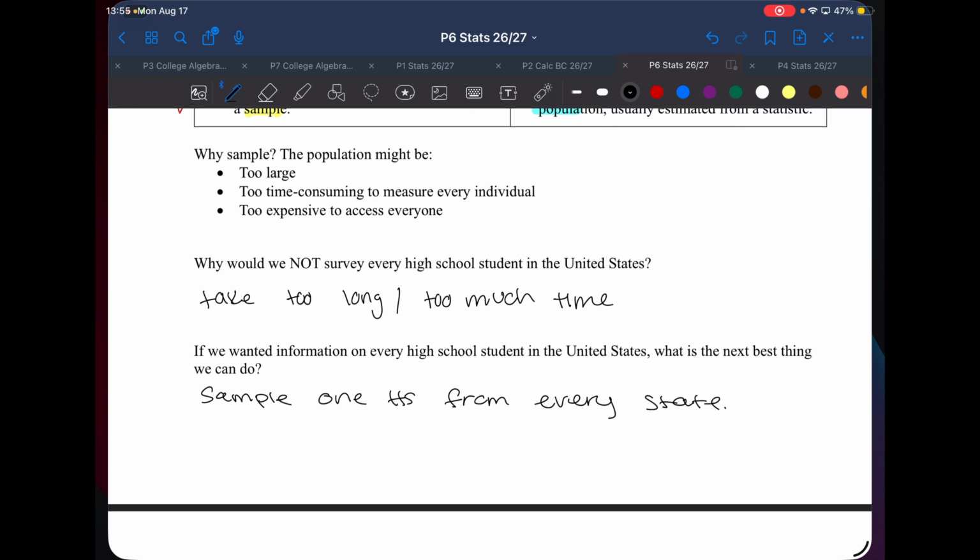Okay, any questions so far? Difference between a sample and a population?